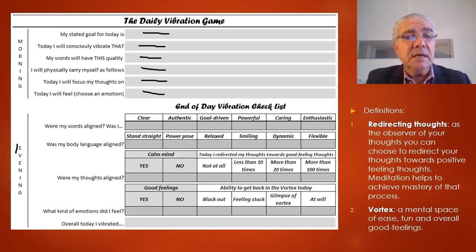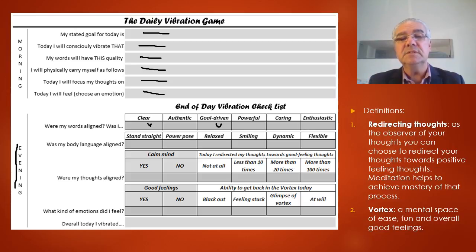Then when the day is over in the evening, you will do a checklist of what happened. Were my words aligned with my stated goal? Was I clear? Yes. Was I goal-driven? Maybe yes. Was my body language aligned? Was I relaxed? Was I smiling? Was I flexible in my body language? Were my thoughts aligned with my goal? Was my mind calm? Did I feel good? Was I able to redirect my thoughts toward good feeling thoughts, the thoughts that were empowering me today? You could choose the category.